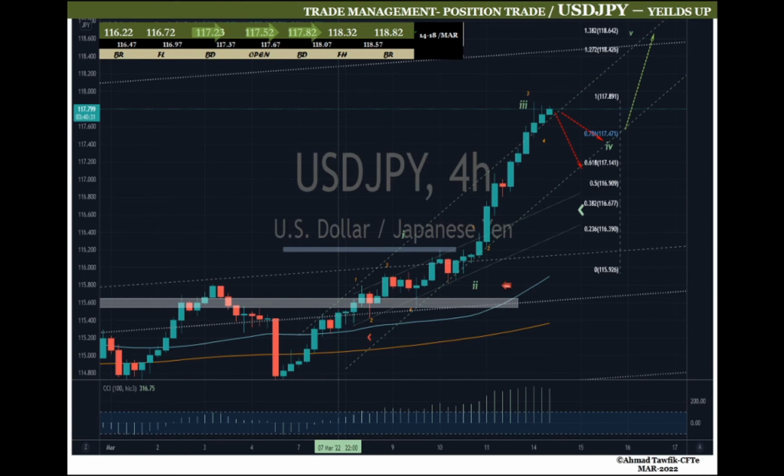116.72 is a fluctuation low. We always relate this with our weekly pivots. 116.7, 116.67. Right, very close, and therefore it makes sense. It's okay. We don't expect to see it unless the market has done a higher degree correction.